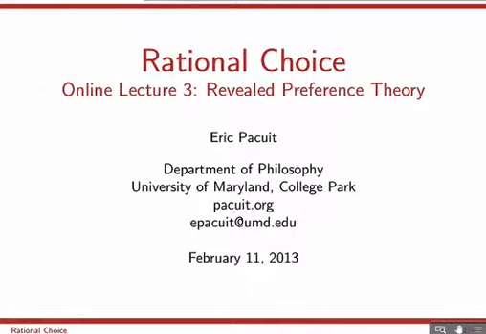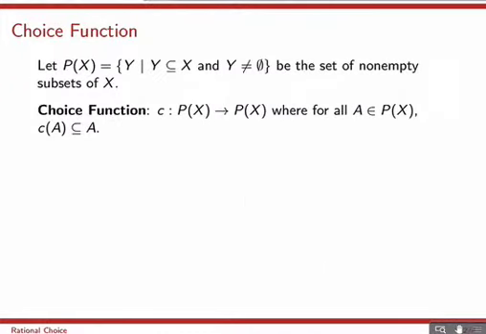In this lecture, I wanted to go over a proof that we went over in class, but we didn't have time to go over all of the details of the proof. So just to remind you, this is a proof about when a choice function is rationalizable.